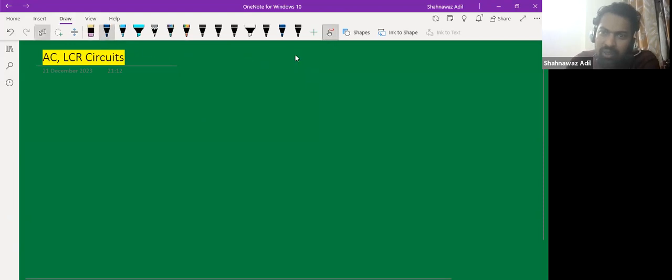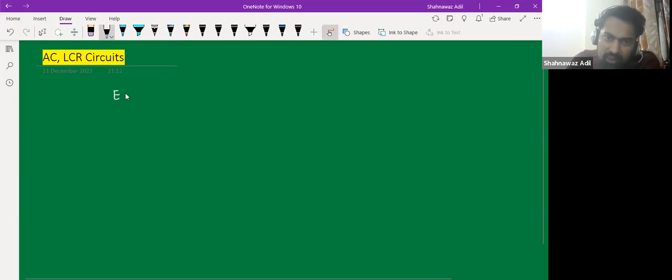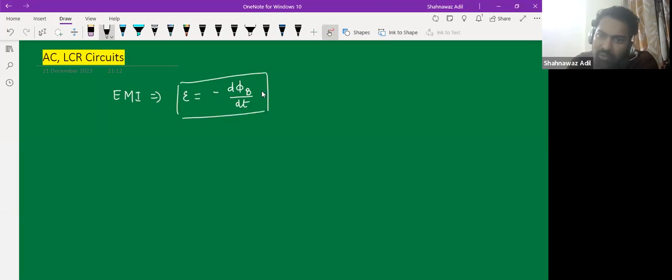This magnetic field which is constant. And from EMI, electromagnetic induction, we already know from Faraday's law that we can generate the EMF by changing the magnetic flux. So that is what we have learned in the previous chapter, right? So from Faraday's.